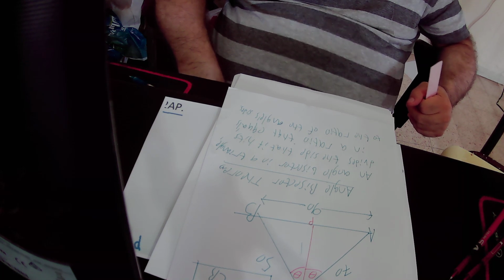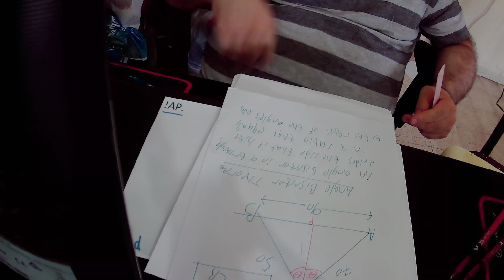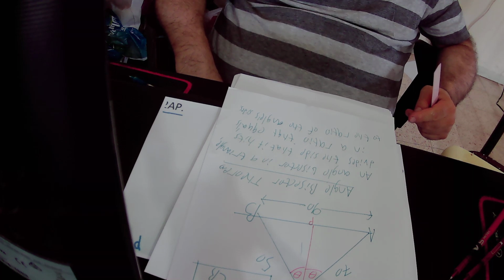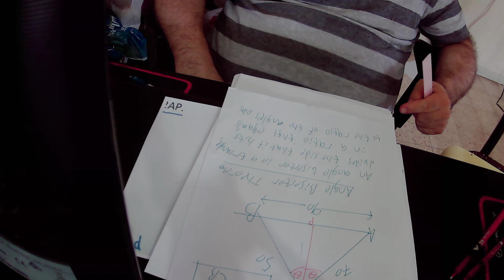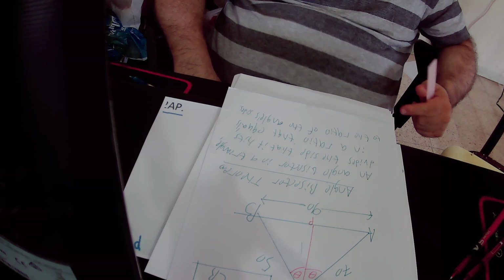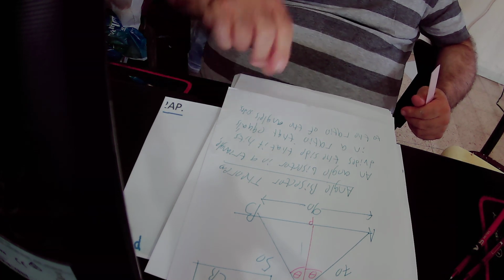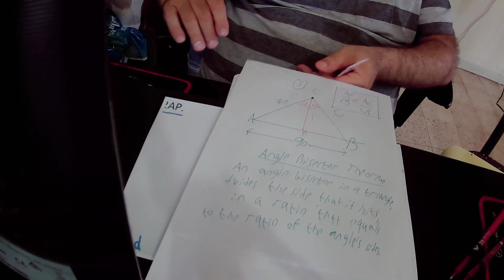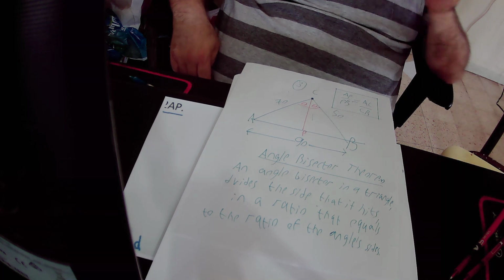An angle bisector theorem states that an angle bisector in a triangle divides the side that it hits in a ratio that equals the ratio of the angle's sides. Okay, so again, I will repeat the explanation.